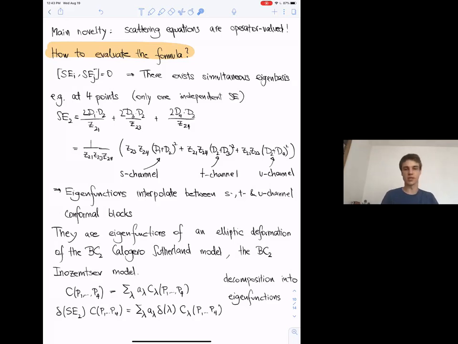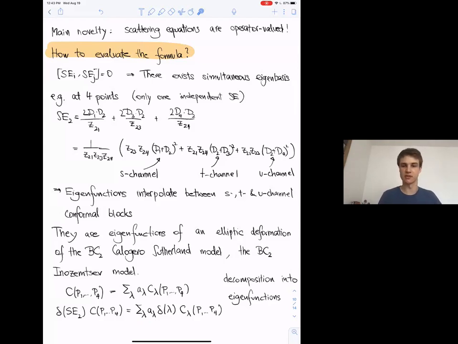Okay, so that's nice, but how does it tell us how to evaluate the formula? Basically, you take your contact diagram and decompose it into these eigenfunctions, which here I called C lambda, with some coefficient A lambda. And now, of course, you can make sense of this delta function of the scattering equation acting on this contact diagram, because in the eigenbasis you can define it. Then you would need to pull the sum over the eigenvalues out of the integral, and then you can just evaluate the integral as usual.